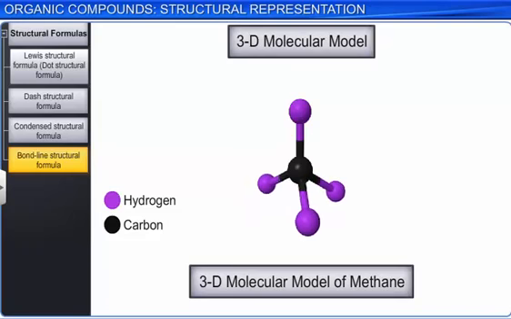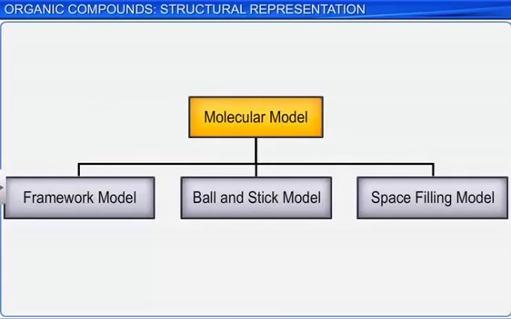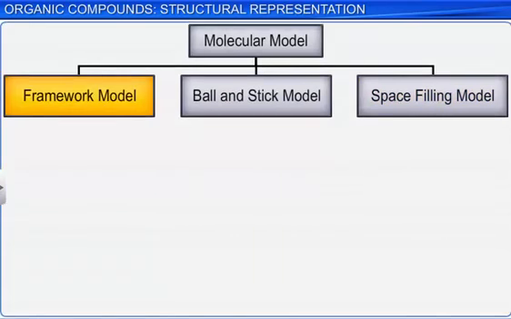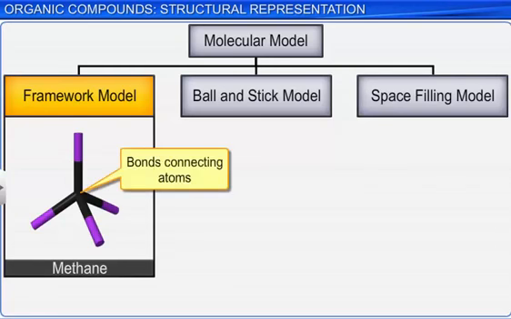3-dimensional molecular models are used for better visualization and perception of the shapes of organic compounds. There are 3 types of molecular models: framework model, ball and stick model, and space-filling model. In the framework model, the atoms are not shown. Only the bonds connecting the atoms of a molecule are shown. This model is used to study the patterns of bonds and does not consider the size of the atoms.